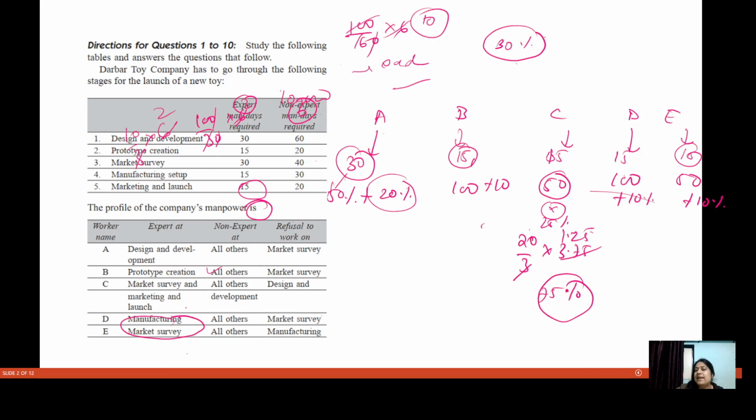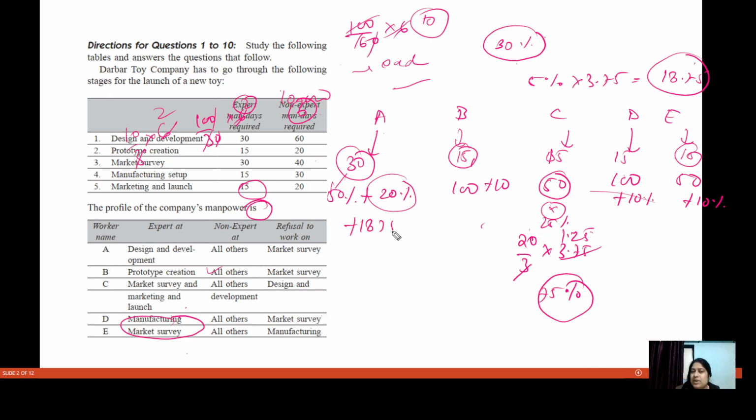Now the rest, A, B, D, everybody will come to do this work, and they are doing how much percent of the work? They are doing 5% of the work, for how many days? For 3.75 days. So that comes to be 18.75%.